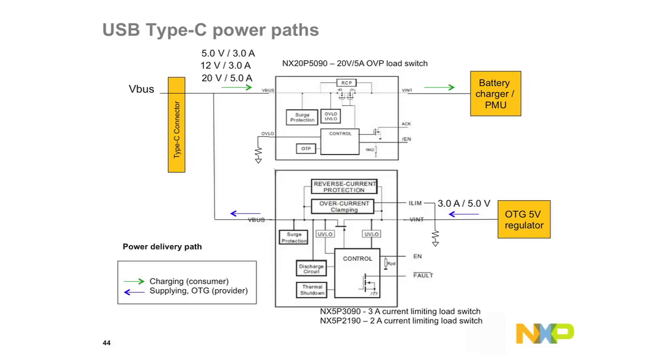And then on the bottom path, what I'm showing is an OTG use case where you may want to put out 5 volt 3 amps, but at the same time, it also has reverse current protection to block during the charging case, right? So there are 2 clear use cases for load switches and your power path protection. One is the charging use case. The other one is the outputting. So a DFP and a UFP use case.